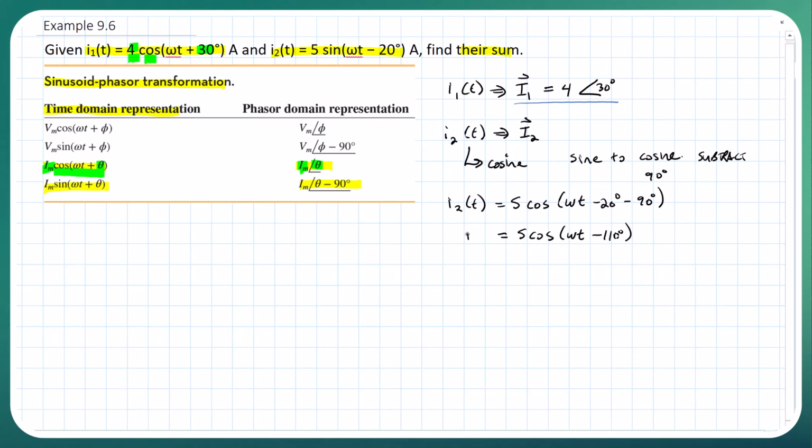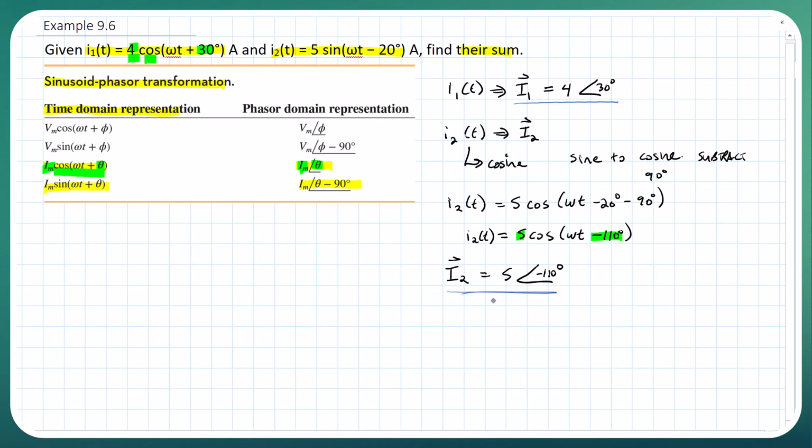So this is the new current that we're dealing with, and now we're in this format where we can just take this 5 and then minus 110, and use that to go to the phasor format. So now I2 is going to equal 5 with an angle of minus 110 degrees. Okay, and we'll highlight that. So we got those two steps there.